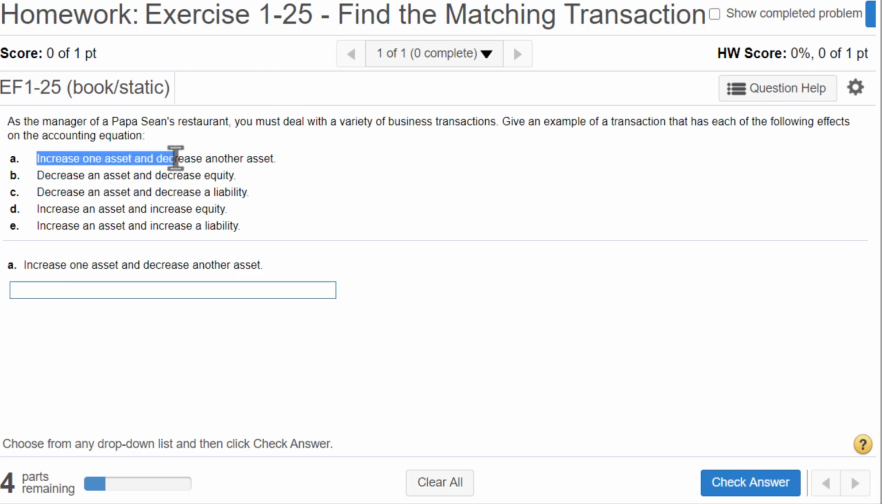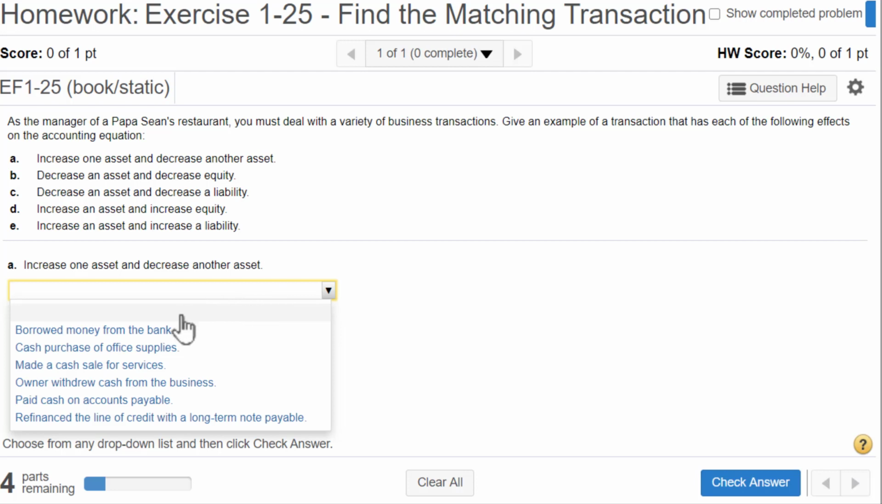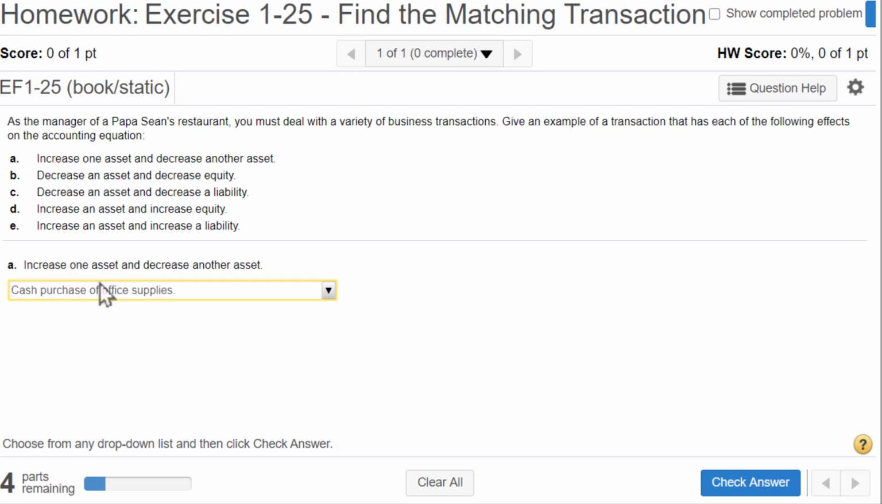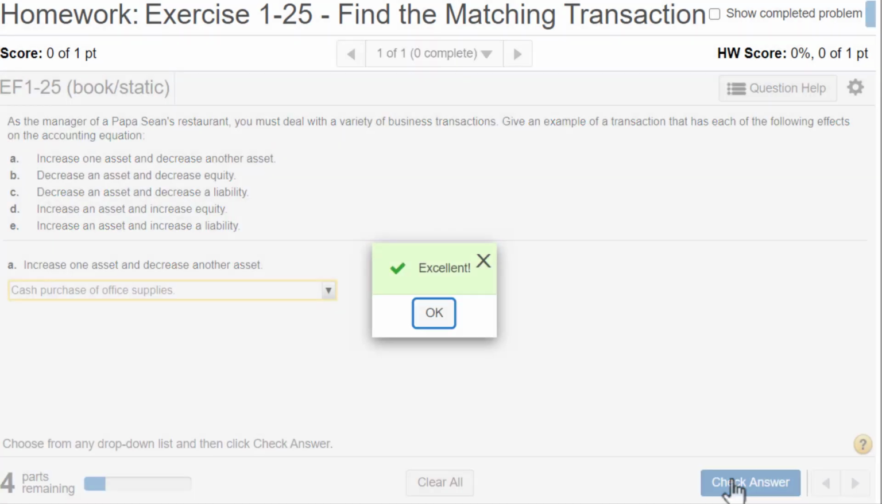A, increase one asset and decrease another asset. This is a list of the effects of a transaction, and down here we're going to do them one by one. So here's A again. What must be going on if we increase one asset, but we decrease another asset? It sounds like we must be buying something, probably with cash. How about cash purchase of office supplies? Does that make sense? We increase one asset, we now have office supplies, and decrease another asset, we decrease cash. So that sounds right. Excellent.